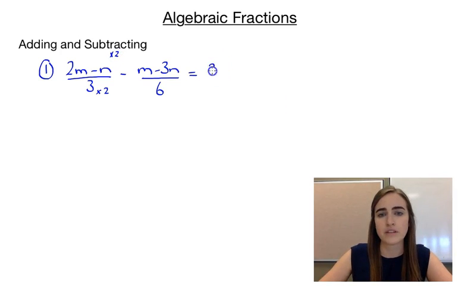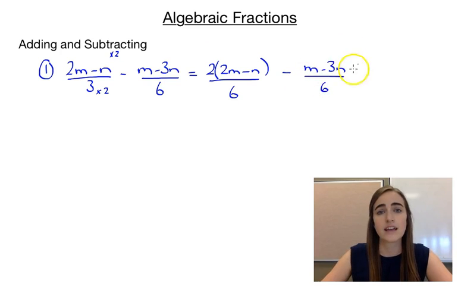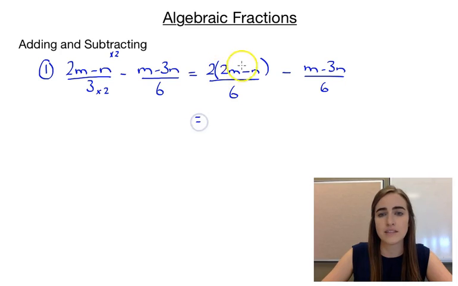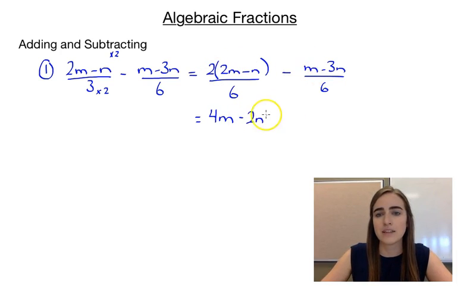So what we're going to end up with is 2 outside of 2m minus n over 6 minus m minus 3n over 6. So now we can add and subtract. So let's expand this one out as we go. So 2 times 2m would be 4m, and then 2 times minus n would be minus 2n. And while we're at it, let's expand this out. So that negative there is affecting the m and the 3n. So it would be minus m plus 3n all over 6.